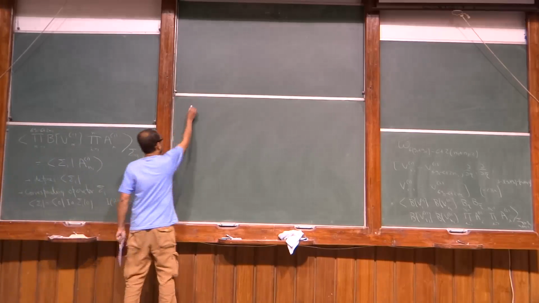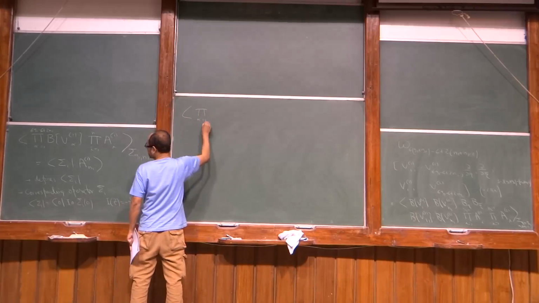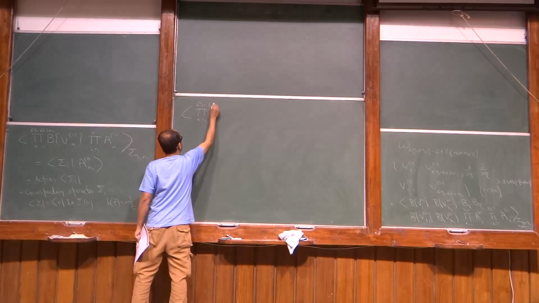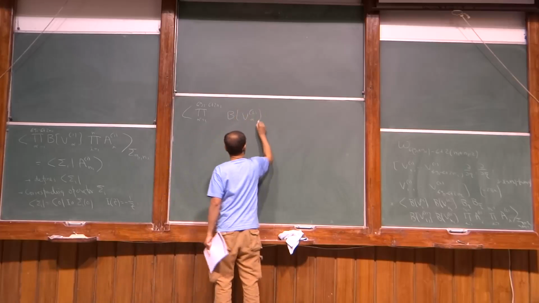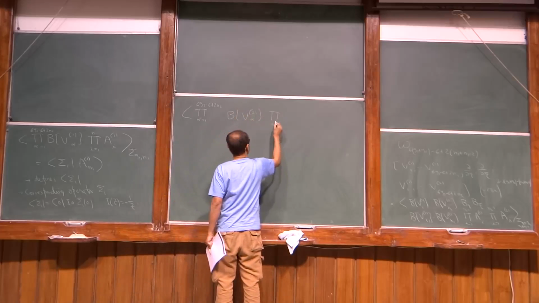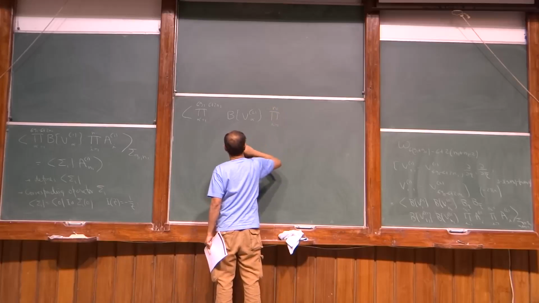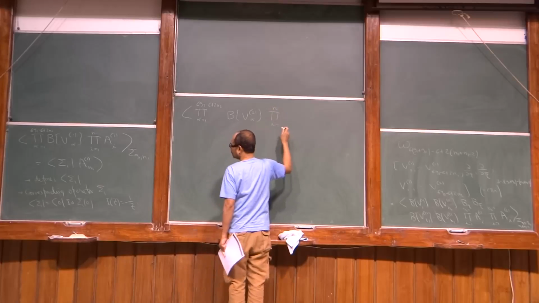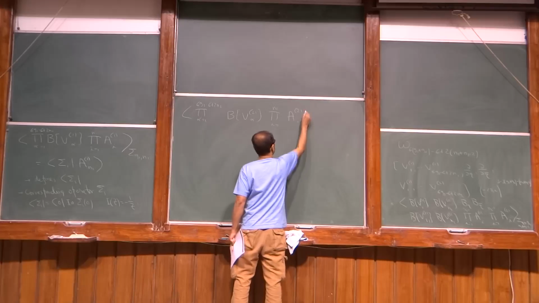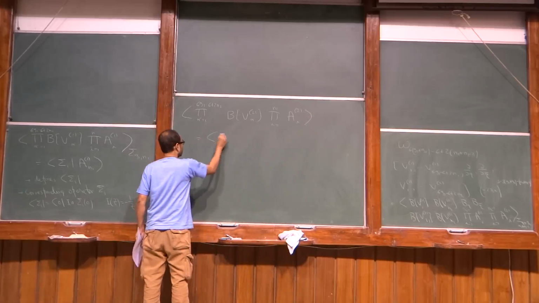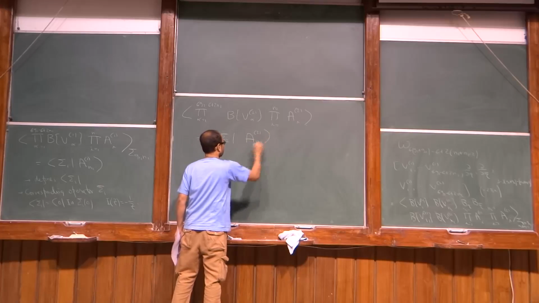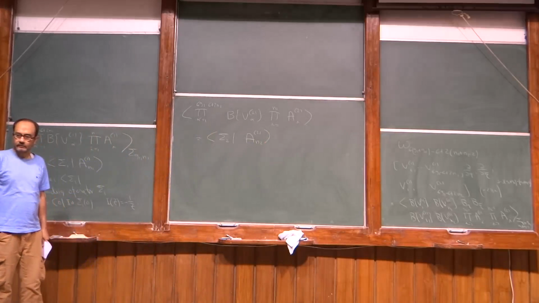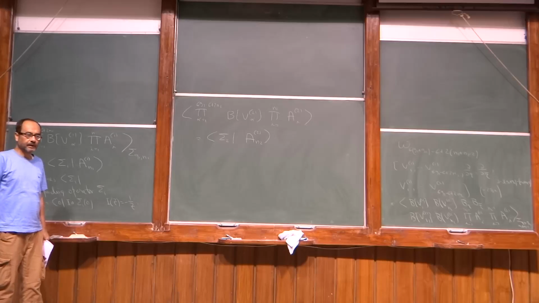Similarly, if we have this object, this we will call sigma 2 A 2. Okay.